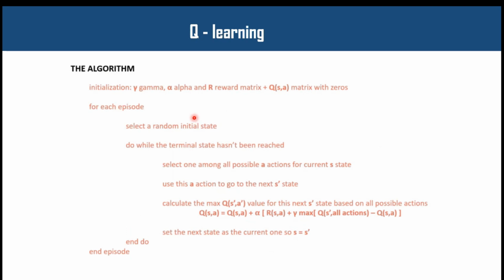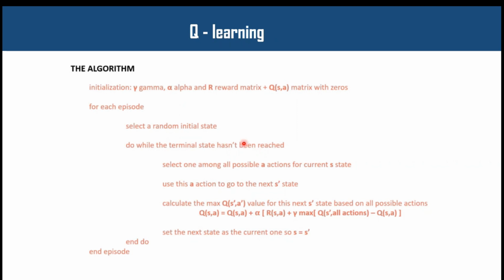But I will show that in the illustration. So how this algorithm works is, it has gamma, alpha, and reward values, and the initial condition is that all are zeros. For each episode, the agent has to move from the starting point to the ending point. It selects a random initial state, and then the terminal state hasn't been reached.